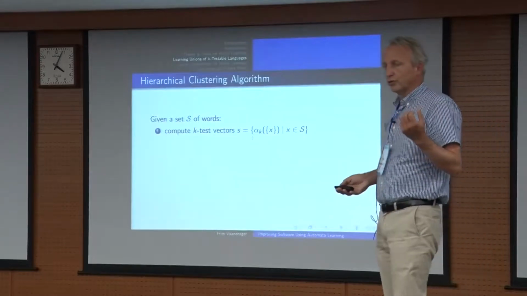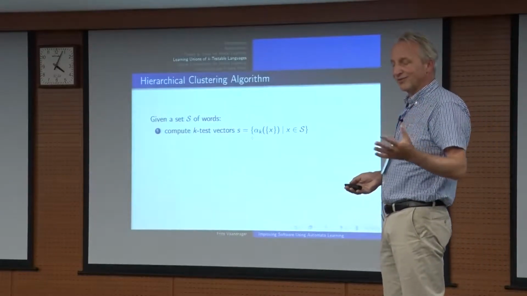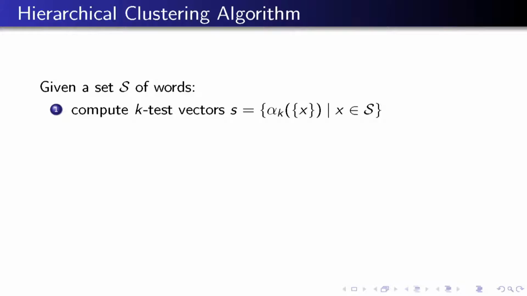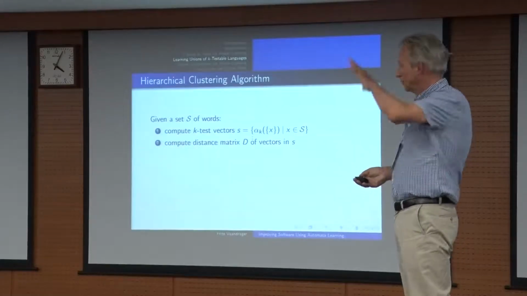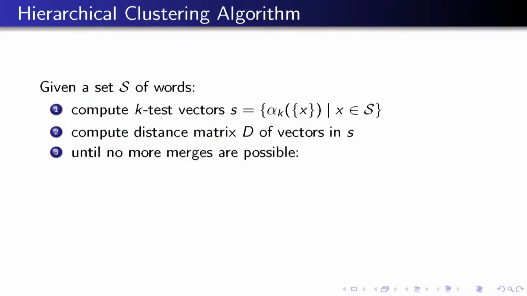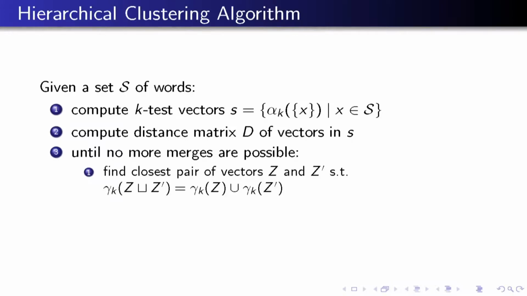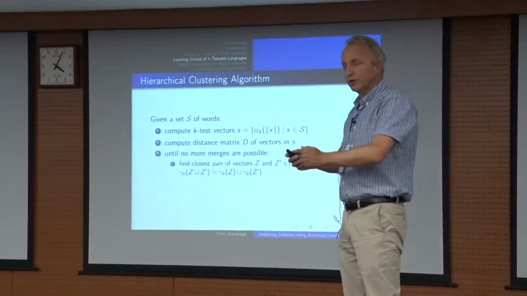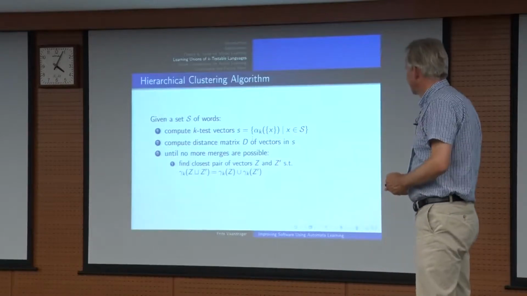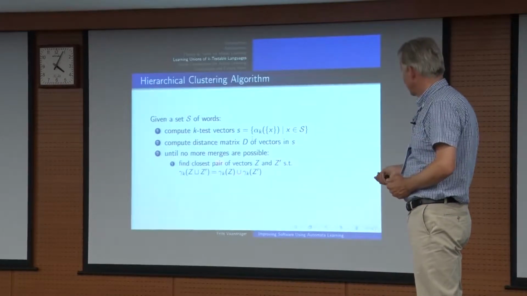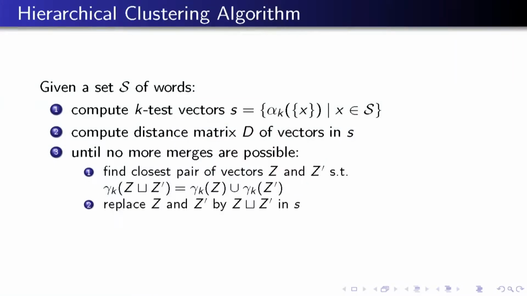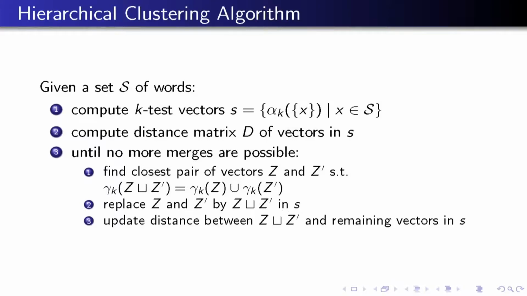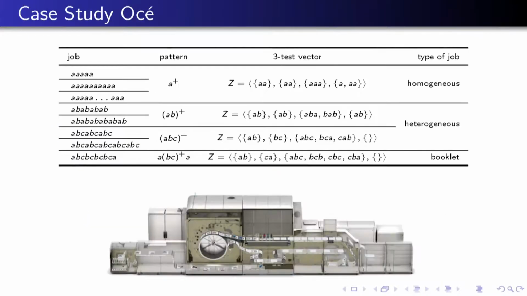So basically, for every word that comes in, every pattern of print jobs that is registered by OC, we compute a test vector. We compute the distance matrix, the distance between these vectors. And then we just try to merge the nearest pair of test vectors as long as this is allowed: the language of the union is equal to the union of the languages. We update the distance matrix, and that's it.